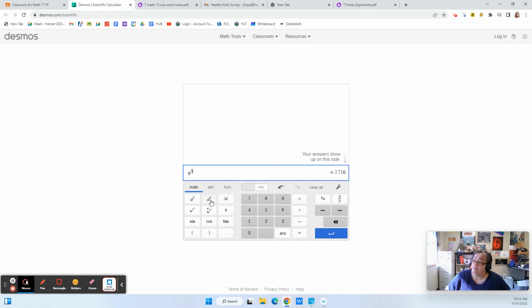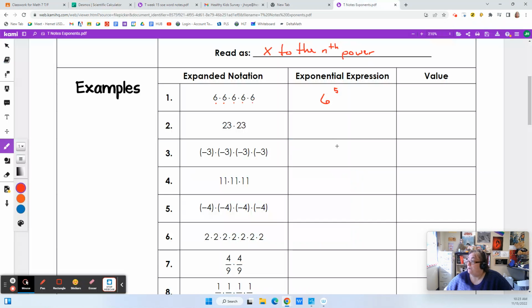You'd go 6, and then you'd hit this a to the b button and put in 5, or whatever your power was, right? And we would get an answer of 7776. And so that is what the value is. The value is 7776, right? And so we're going to have to use this calculator pretty regularly while we're doing it. And we could go through and do these exponential expressions really easy, right?